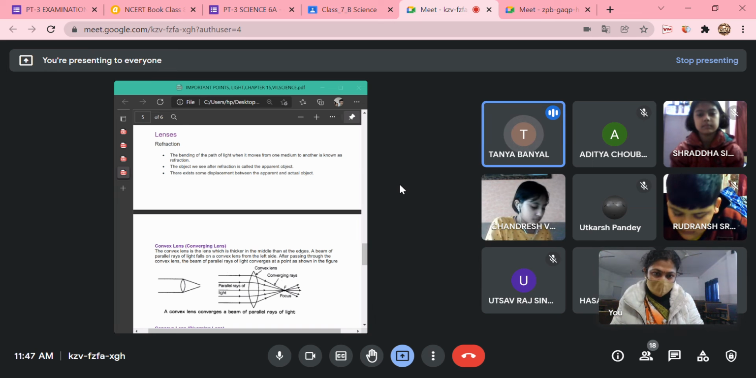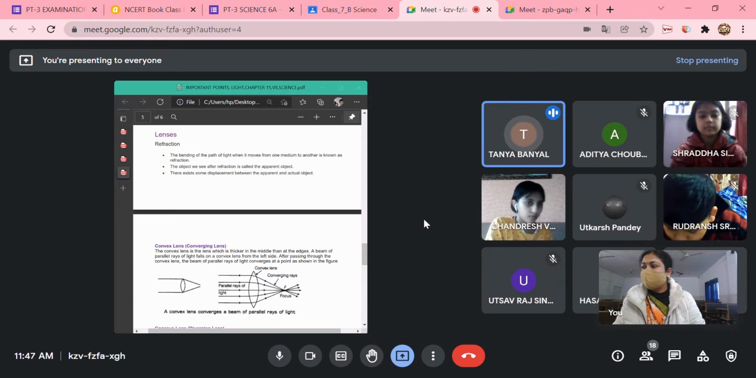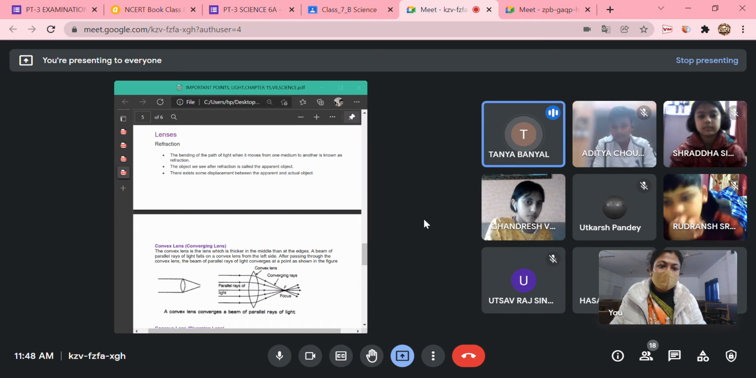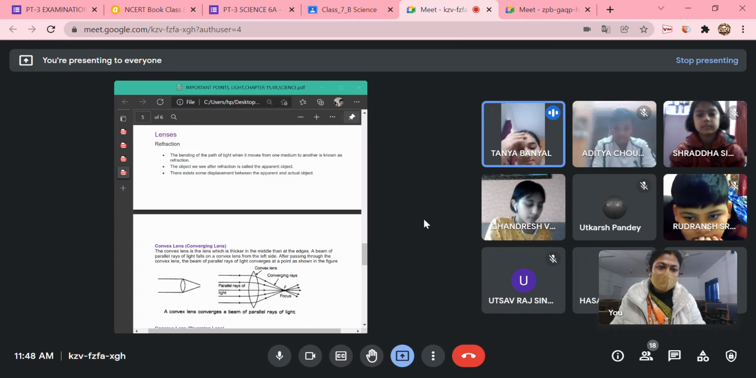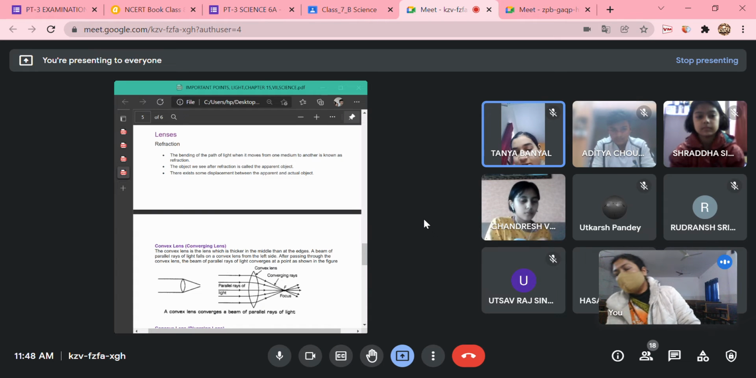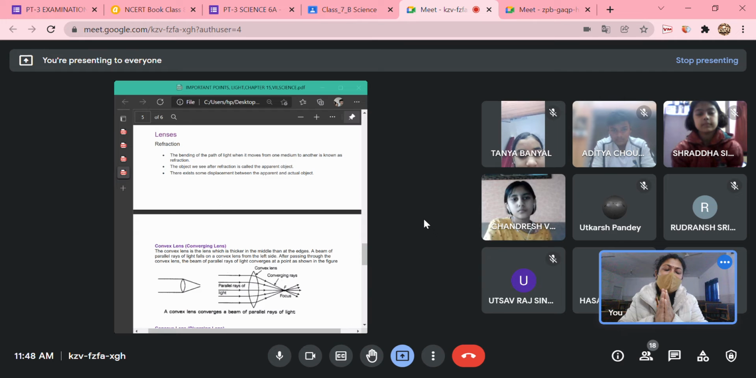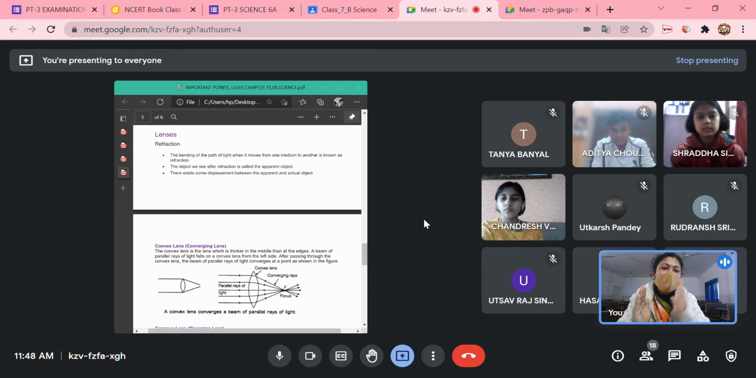Ma'am, refraction is the bending path of the light, and there's displacement between the actual object and the apparent object. Yes. So mainly refraction of light means whenever light is passing from one medium to the other medium. Suppose from here it is entering the lens. So what will happen? The light ray doesn't pass straight. You can see they just bend away.